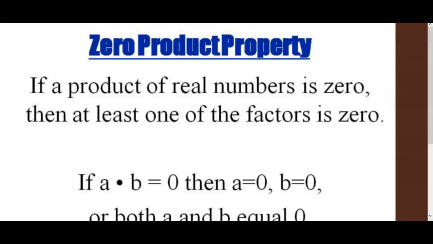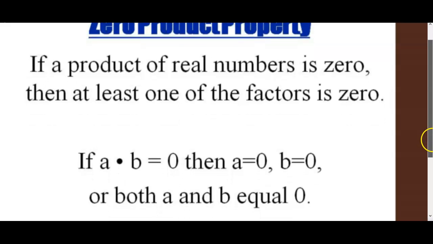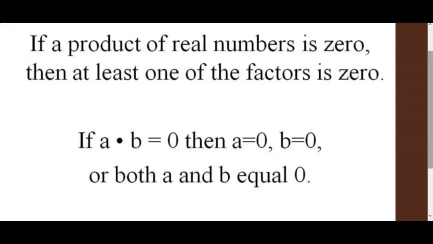So that being said, we're going to introduce something known as the zero product property. The zero product property says if a product of real numbers is 0, then at least one of their factors is 0. So the short definition is that if A times B equals 0, then A equals 0 or B equals 0.